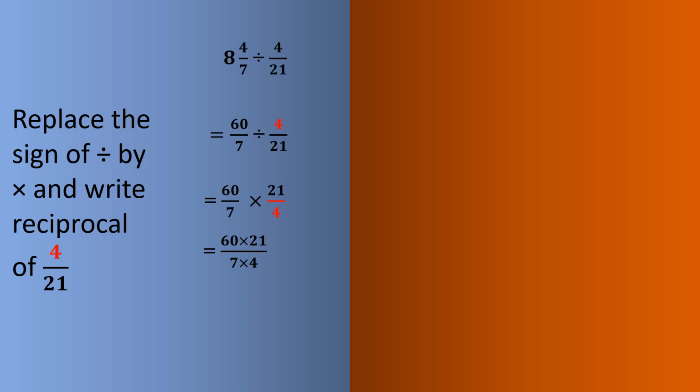Now we will simplify at this stage and it is very interesting. 4 ones are 4 and 4 15s are 60, and here 7 ones are 7, 7 threes are 21. So what will we get now? 15 threes are 45.